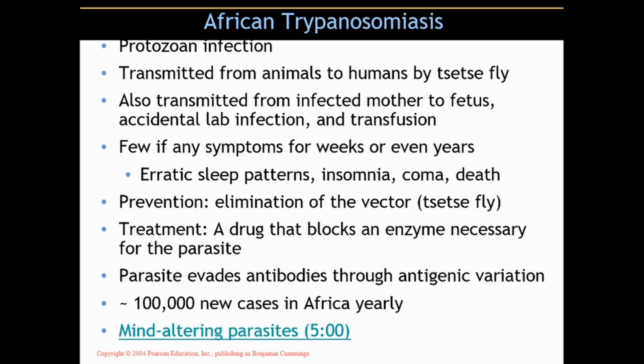It's also transmitted from infected mother to fetus. There have been accidental lab infections where they have gotten into the bloodstream of a lab worker, and blood transfusions as well. So these little protozoans get into the bloodstream, and you can see them under a light microscope. They're large enough to be seen with that. You don't need an electron microscope. They're these tiny, wiggly, worm-like organisms that live in and around the blood cells.